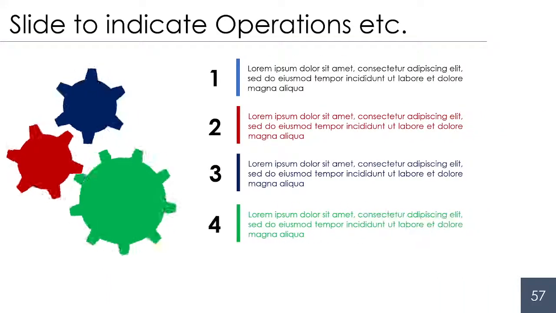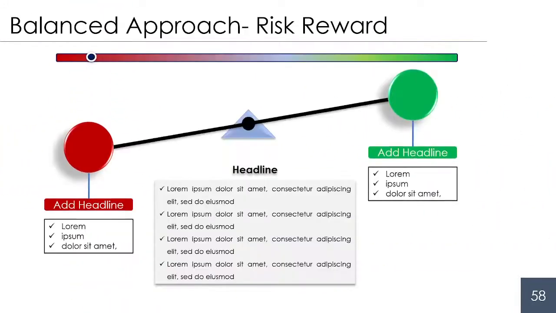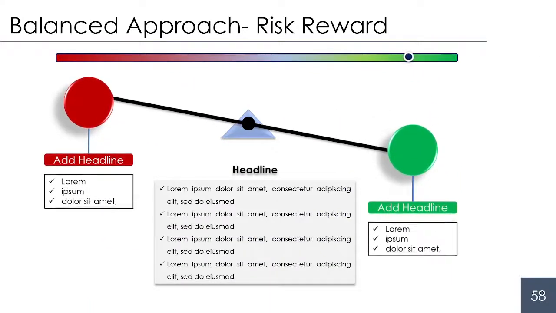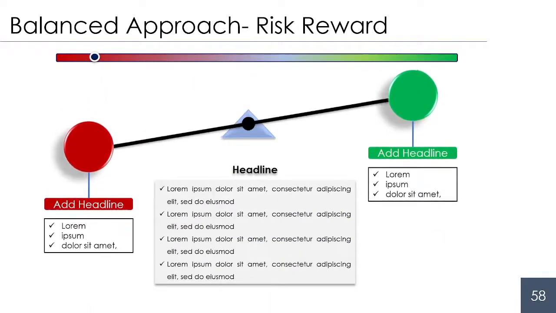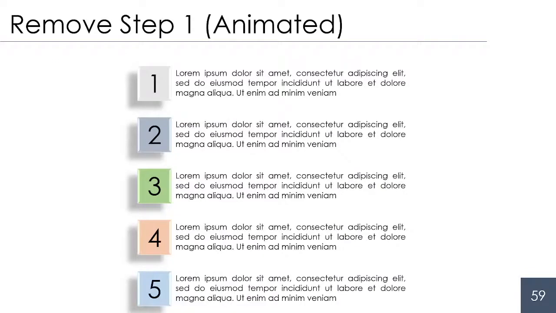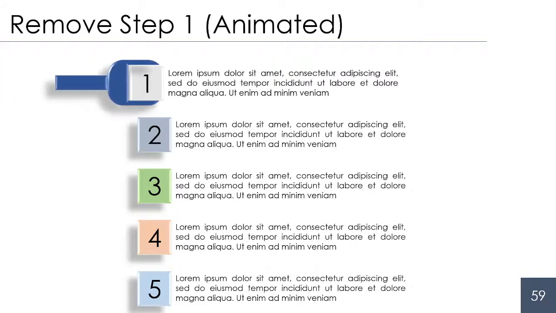This is just to show 24-hour operations. This is something to indicate something balanced, risk reward and stuff like that. The step is, let's say you want to remove a specific step. I've already created the animations for you. All you need to do is fill stuff up. Obviously, if you don't need the fifth step or the fourth step, you can feel free to delete it, but this is how it works.